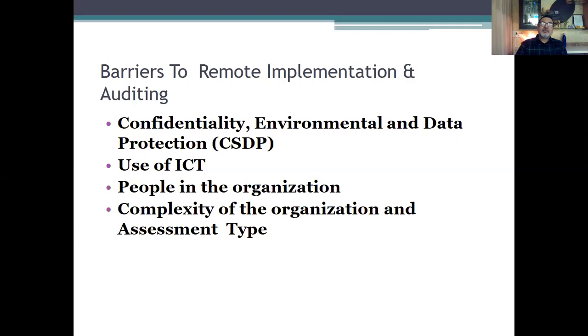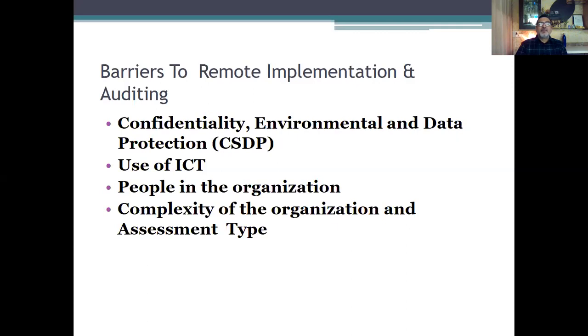People in the organization: you should check if it is possible to access and interview people relevant to the management system standard. The people involved in the implementation and auditing should know how to use the information and communication tools that are going to be used during the audit or consulting intervention.